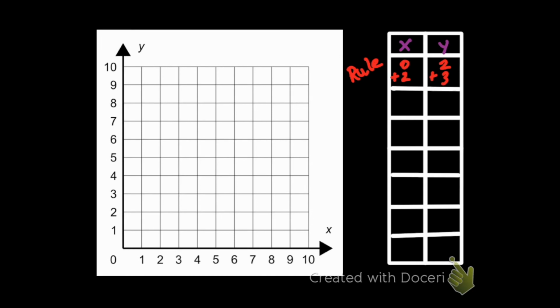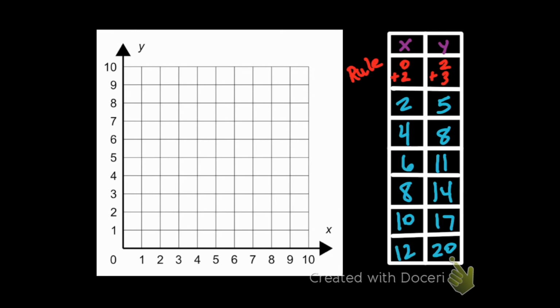What does this look like? Well, let's take a look. Let's go ahead and create the pattern. So starting at 0, I'm adding 2. 0 plus 2 is 2. Plus 2. Plus 2. Plus 2. Plus 2. Plus 2. Now the y coordinates. This time, remember, I'm starting at 2 and adding 3. So 2 plus 3 is 5. Plus 3 is 8. Plus 3 is 11. Plus 3 is 14. Plus 3 is 17. And then 20.